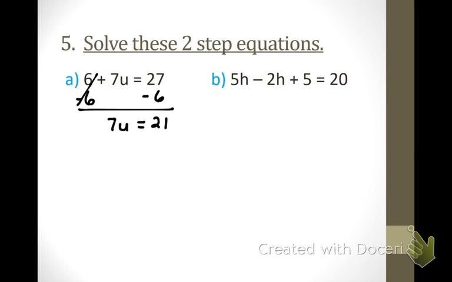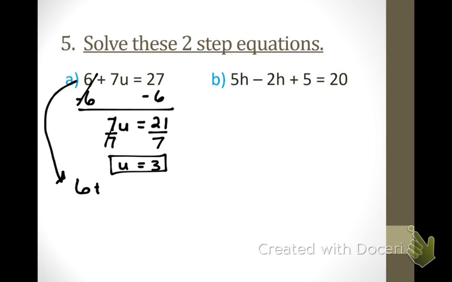Okay, divide by 7 because the opposite of multiply by 7 is divide by 7. What happens to the 7 over 7? It cancels out, turns into a 1, and I'm left with 1u. What is 21 divided by 7? 3. U equals 3. Now checking is going to be the same exact way. You still take that original problem right there, and we're going to plug in a 3 instead of a U. 7 times 3. Okay, 27 does equal 27.